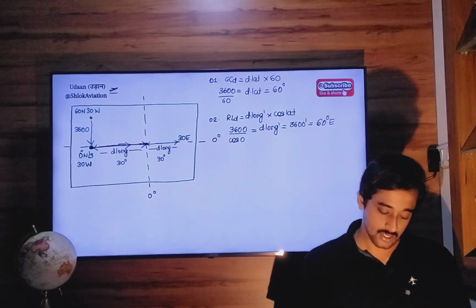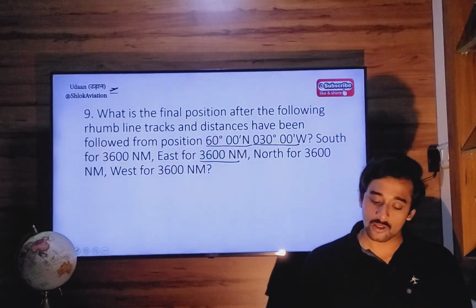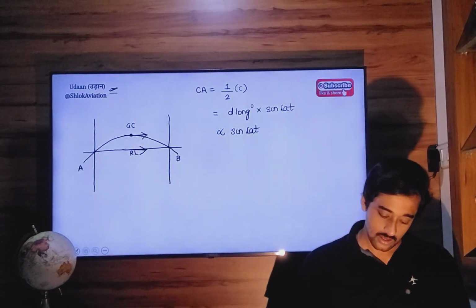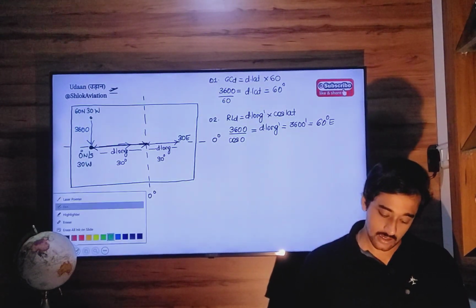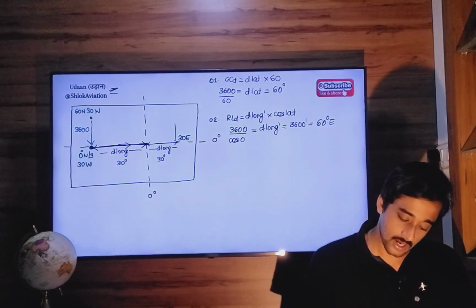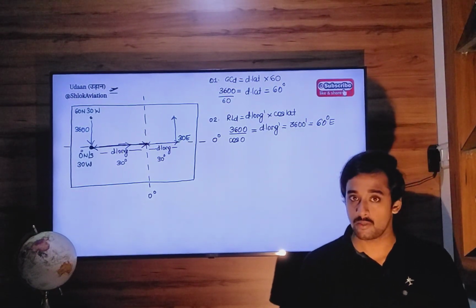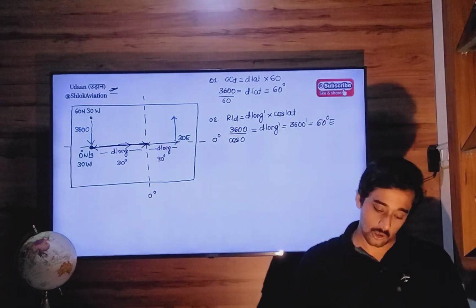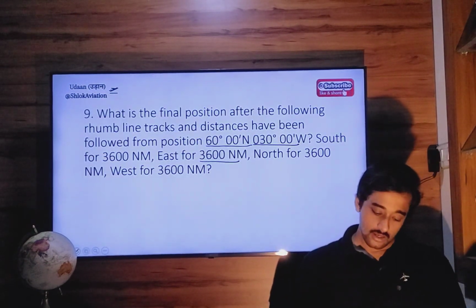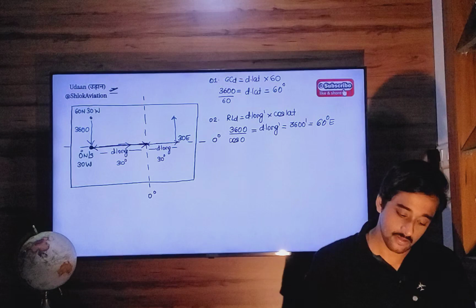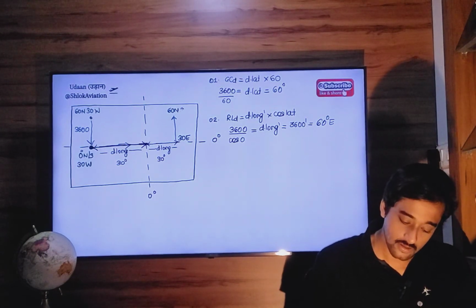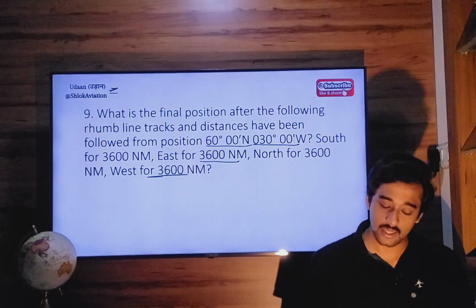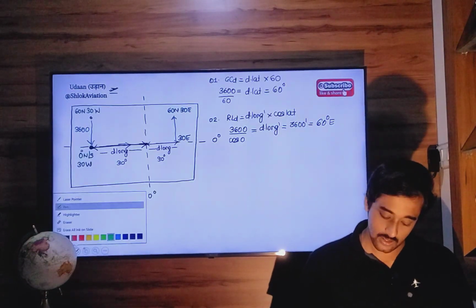30 degrees east. Now from here you travel north for 3,600 miles. You travel north for 3,600 nautical miles. So your final destination will be the same longitude, and the latitude will be 60 degrees north, 30 east. From here you travel west for 3,600 nautical miles.